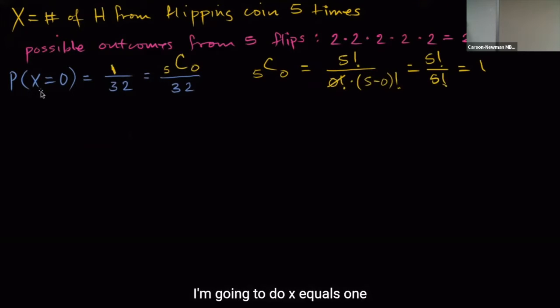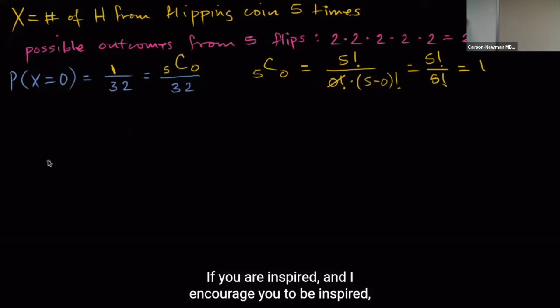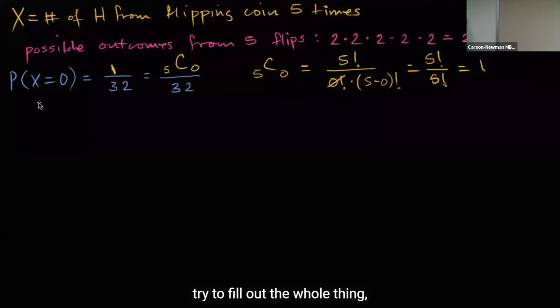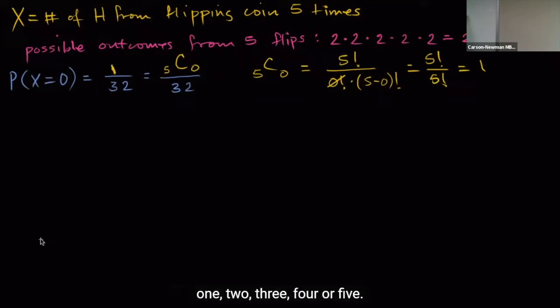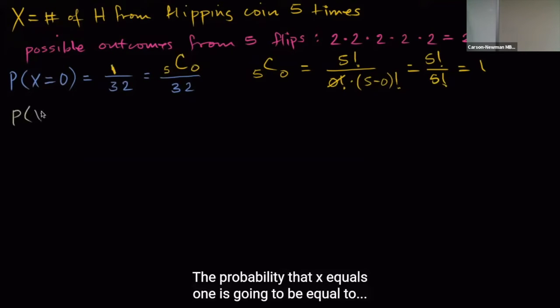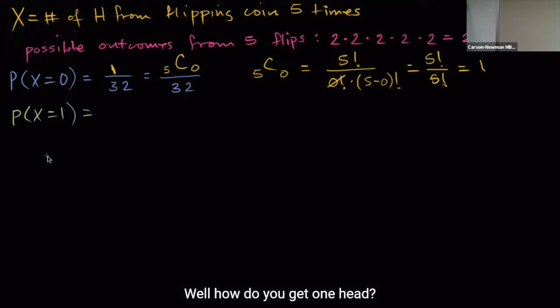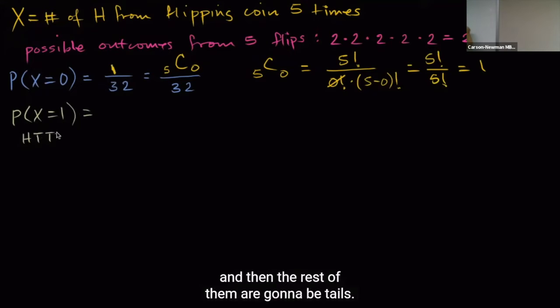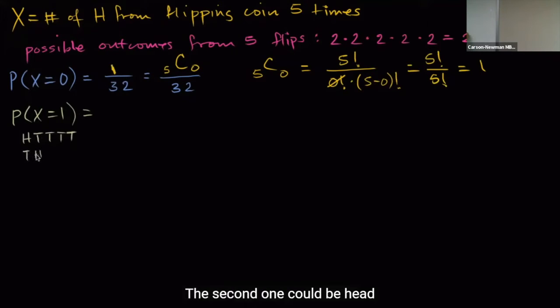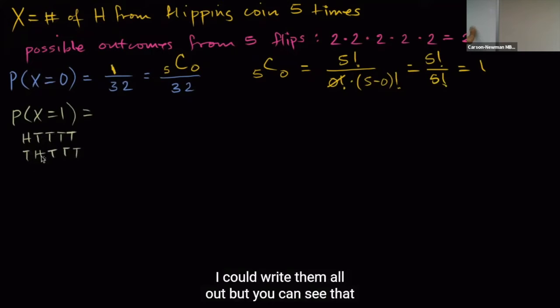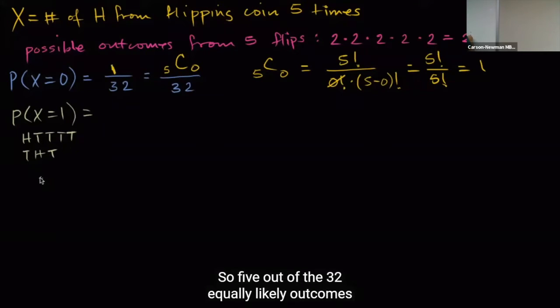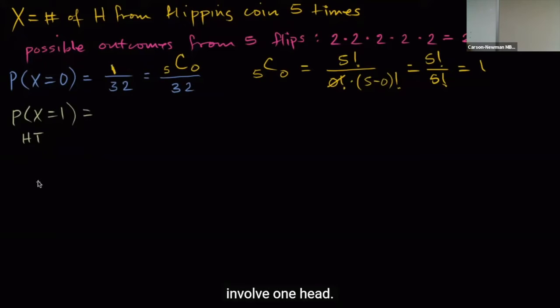So let's keep going. I'm going to do x equals 1 all the way up to x equals 5. And if you are inspired, and I encourage you to be inspired, try to fill out the whole thing. X can be 1, 2, 3, 4, or 5. So let's go to the probability that x equals 1. Well, how do you get one head? The first one could be heads, and then the rest of them are going to be tails. The second one could be heads, and then the rest are tails. I could write them all out, but you can see that there's just 5 different places to have that one head. So 5 out of the 32 equally likely outcomes involve one head.